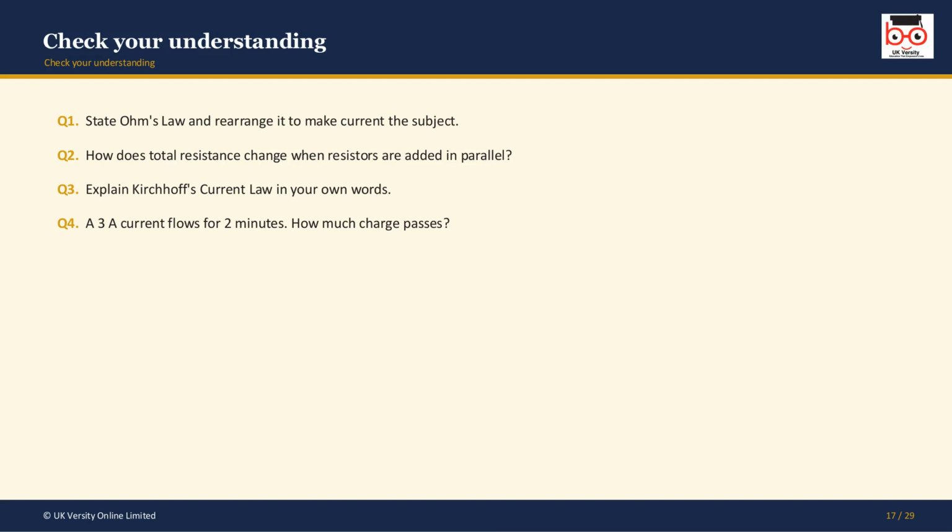Let's pause and test yourself. Can you state Ohm's law and rearrange it to make current the subject? What happens to the total resistance as you add more resistors in parallel? Can you explain Kirchhoff's current law in your own words? And here's a quick calculation. If a 3 amp current flows for 2 minutes, how much charge passes? Have a go before moving on.